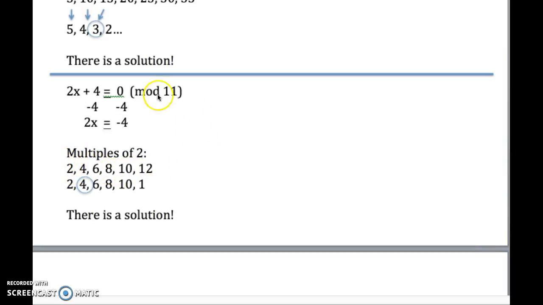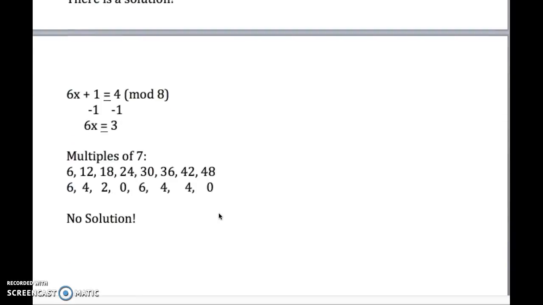But we need to make them into mod 11. So 2 is fine, 4 is fine, 6 is fine, 8 is fine, 10 is fine, but 12 is not. So we're going to take out a group of 11, which will give us 1. However, we didn't really need to go this far because we found that 4 is within the multiples of 2. Therefore, this could be plugged in here to make this congruency work. So there is a solution.